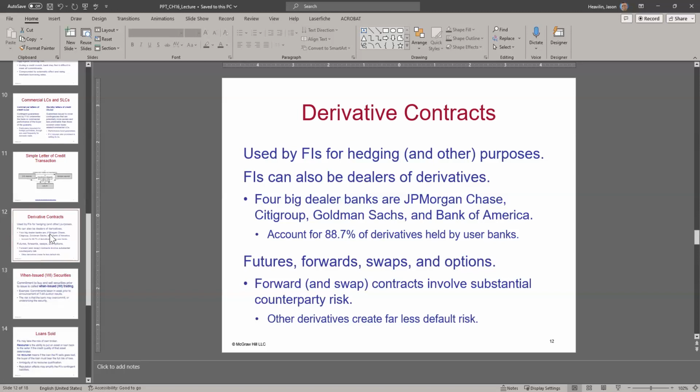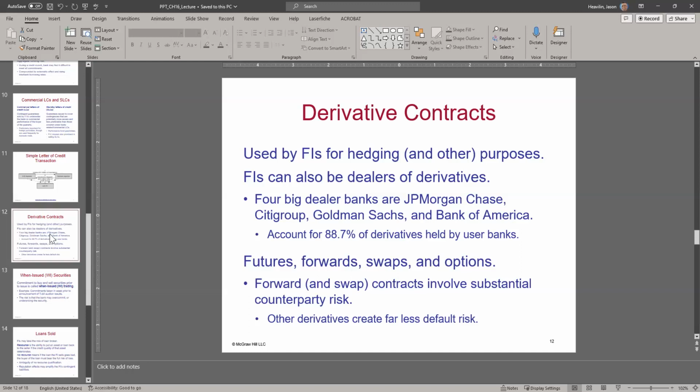Derivative contracts. As I mentioned before, they are used by financial institutions for hedging, and for other purposes as well, but hedging is the big one. By big one I mean the key one we're talking about here. If you were to look online, the derivative markets, the trading and the speculation, that's huge. But hedging is one of the key ones that we talk about within this context.